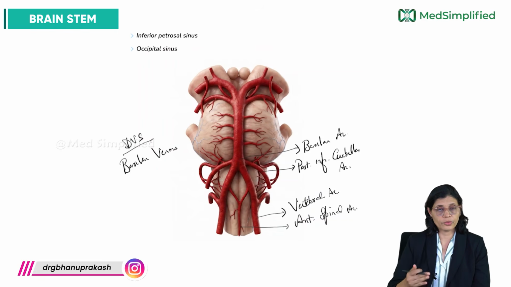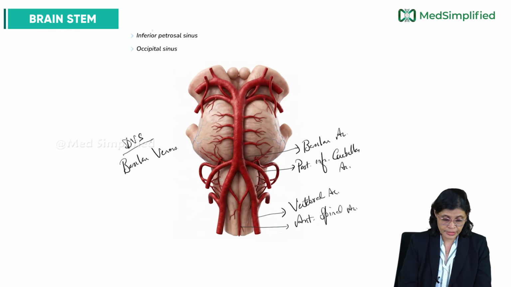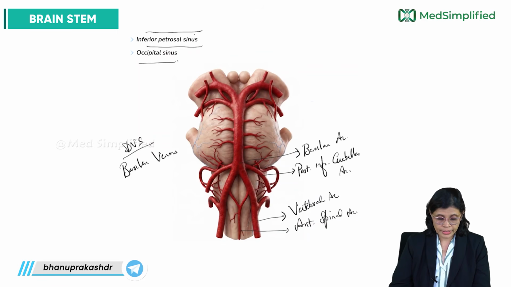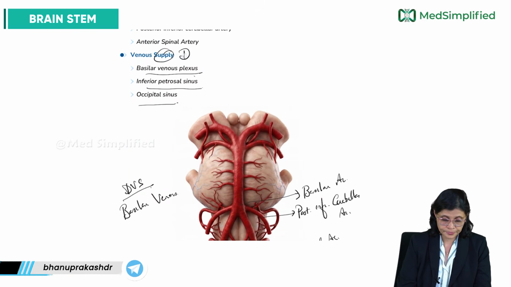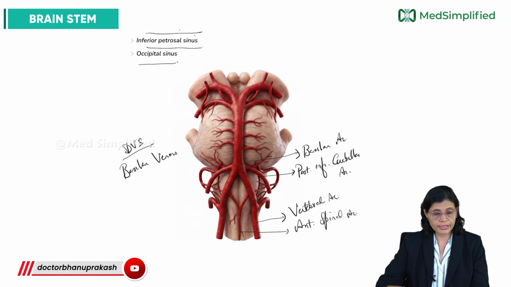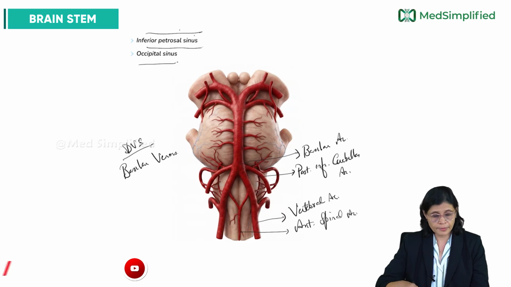Then inferior, so whatever is in that region. So the inferior petrosal, here we see the basilar venous plexus, the inferior petrosal sinus and the occipital sinus. So the venous blood drains into these. So the venous drainage is basically into the basilar venous plexus, inferior petrosal sinus and occipital sinus. Most of the lesions of the medulla are basically because of the occlusion of any of these supplying arteries.